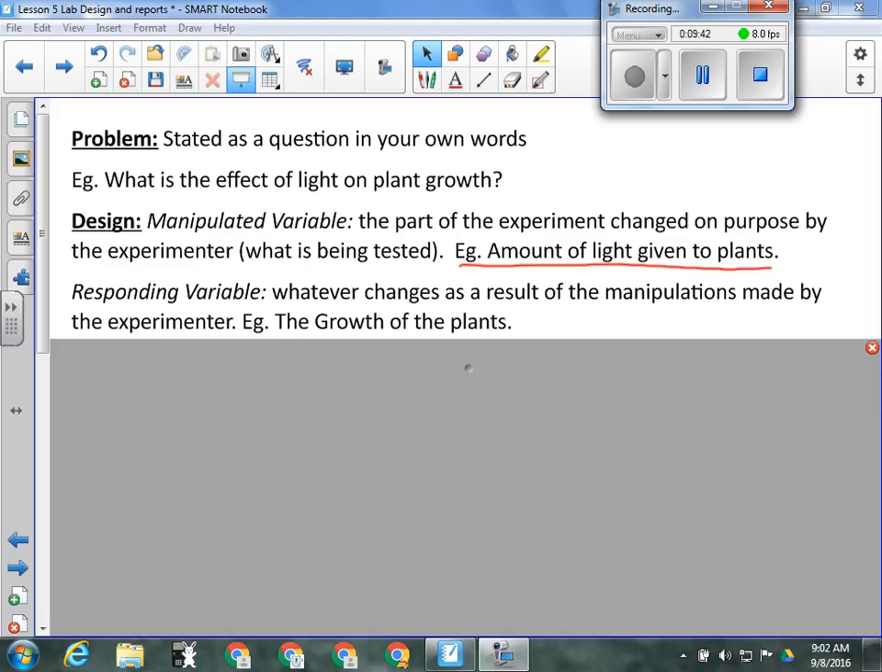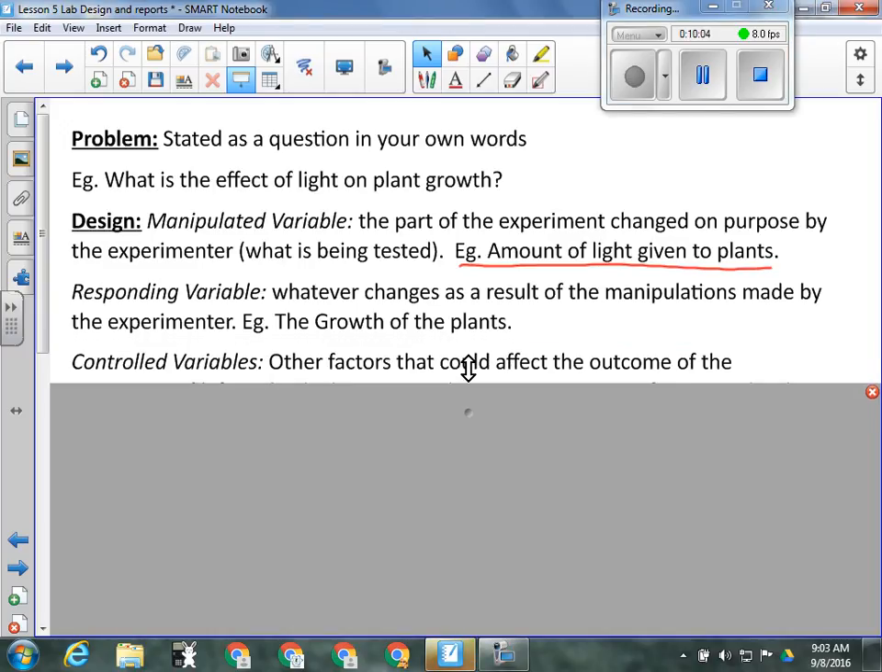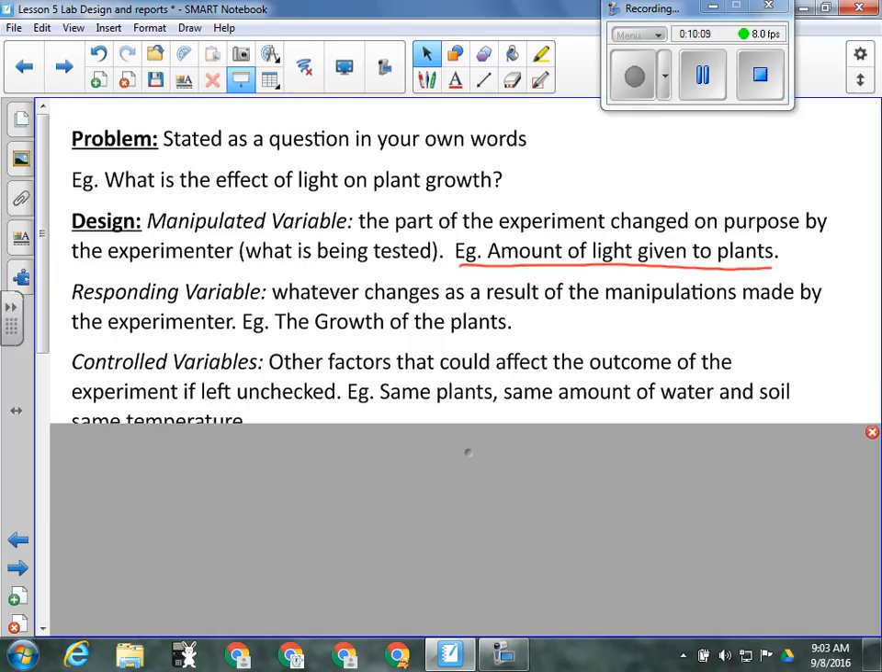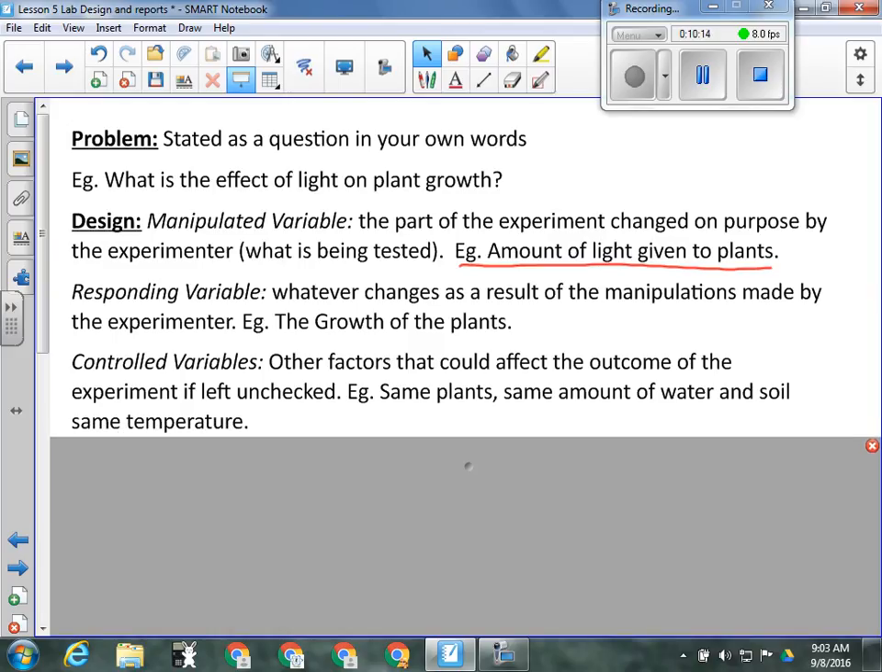Soil, same amount of it, same kind, okay? So I'd go out and buy like 3 bags of identical potting soil, okay? And make sure that they all got exactly the same amount of it so that soil wasn't a factor. It was the same for all of them, okay? They should probably all be tested in the same temperature. All of these things are things that could interfere with my experiment if I didn't keep them the same for every plant, all right? So controlled variables are other factors that could affect the outcome of the experiment if they were left unchecked. Okay, so in other words, the same plants, the same amount of water and soil, same temperature.